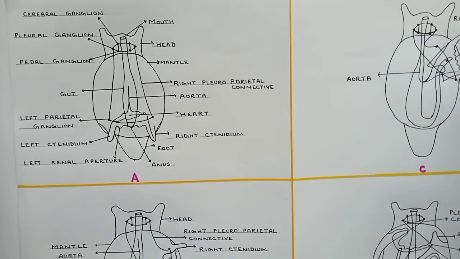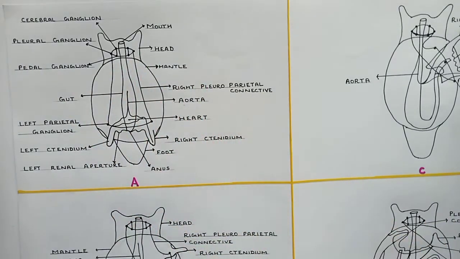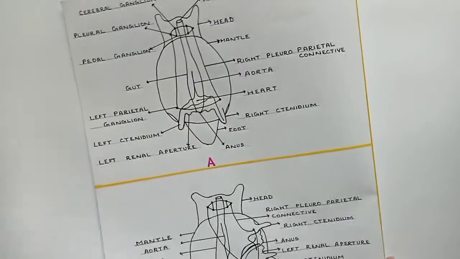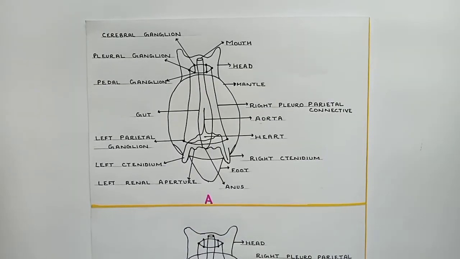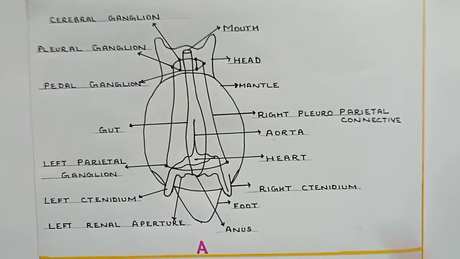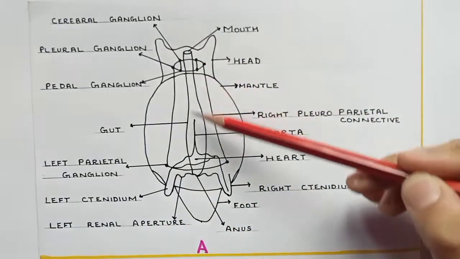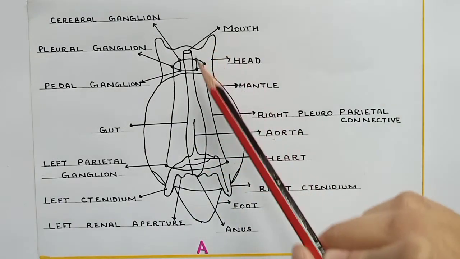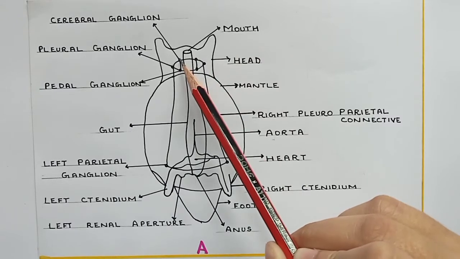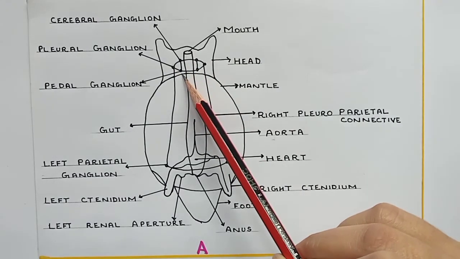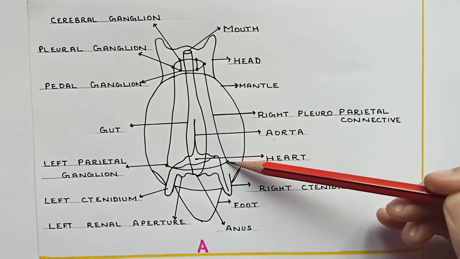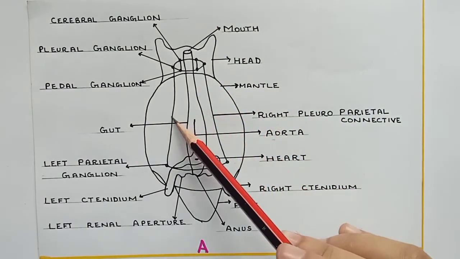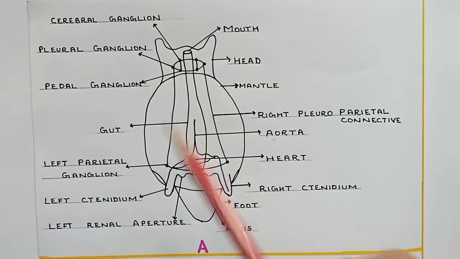So this is figure A. Let me just fold it so that it becomes easy. Let me zoom in. Perfect. Here we see this gut. It is straight, right? And this is the head, this is the mouth, this is the cerebral ganglion, this is the pleural ganglion, and this is the pedal ganglion. This is the right pleuroparietal connective, from here to here, and this one will be the left pleuroparietal connective. This is the gut.